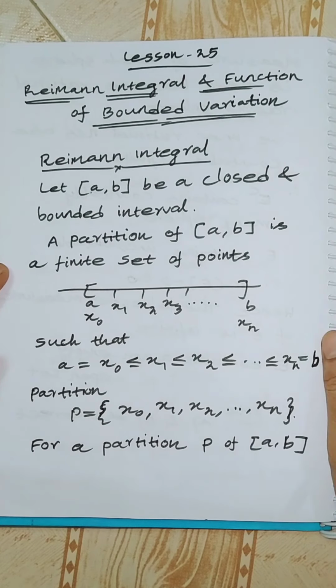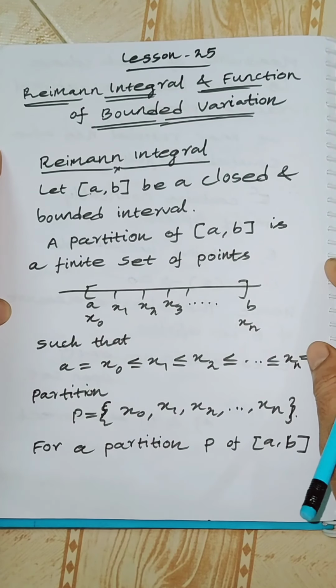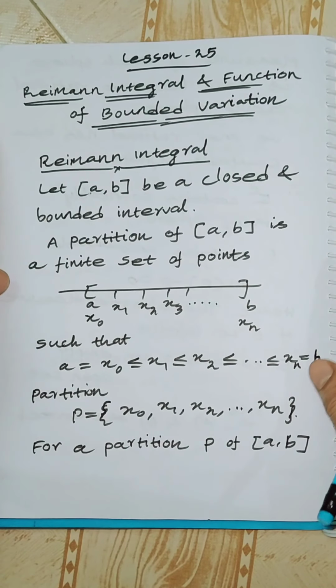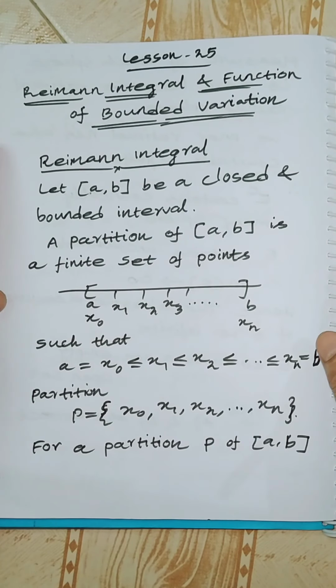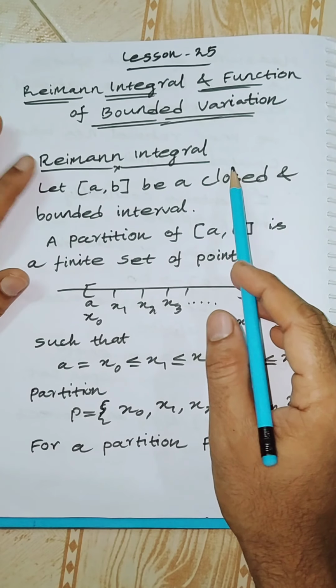Last class, measure theory, Lebesgue measurable, based on that we solved the problem. Now we are going to solve the problem in Riemann integrable. Last class we have seen the Lebesgue integral also, we have discussed. Now what we are going to discuss is the Riemann integral and function of bounded variation. Okay, fine. So first I give the definition.